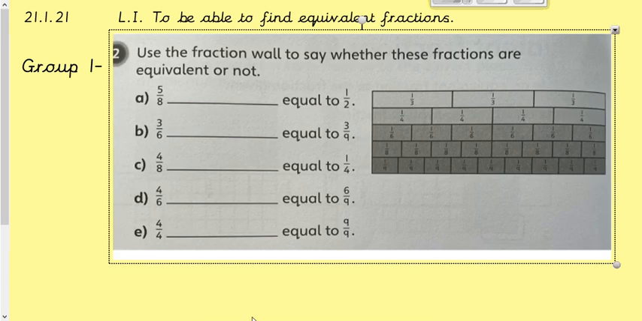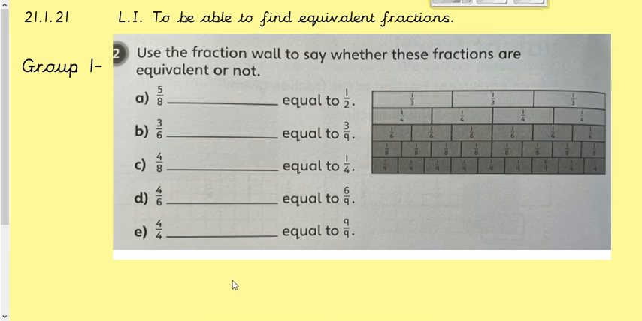This is the second question for group 1. So if you want to just pause the video when you're ready to do it and then go through it.